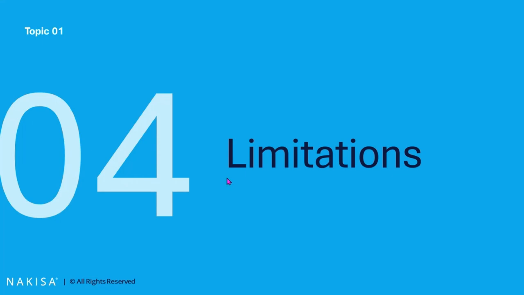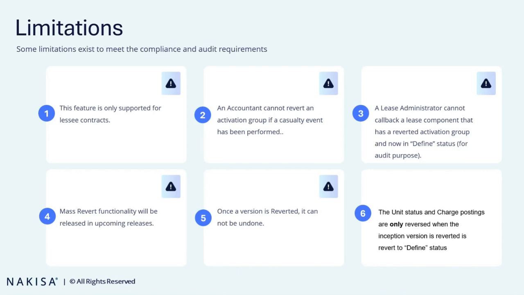I'll go on the UI in a bit, just want to go through the limitations. So basically, this feature is only supported for lessee contracts so far, and only an accountant can revert the activation group. It cannot be done by any other user.